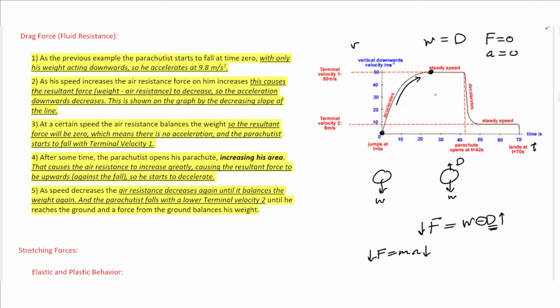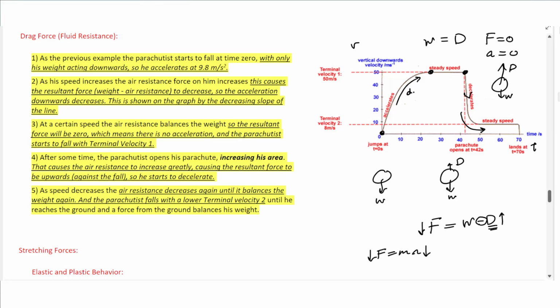If the falling object has a parachute, at this point the parachute is open, the area increases. Now the drag force is greater than the weight. So the resultant force and acceleration are opposite to the motion. So speed decreases. But as speed decreases, the drag force decreases. Now the drag force is in the direction of the resultant. If the drag decreases, the resultant force decreases. So as the resultant force decreases, the deceleration decreases. That's why the gradient of the graph keeps decreasing.